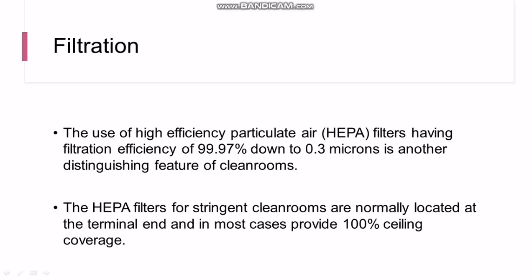The HEPA filters for stringent clean rooms are normally located at the terminal end and in most cases provide 100% ceiling coverage. You install HEPA filters in your diffusers, so they provide filtered air, and most of the area should be covered by the diffusers, though 100% coverage is not necessary.